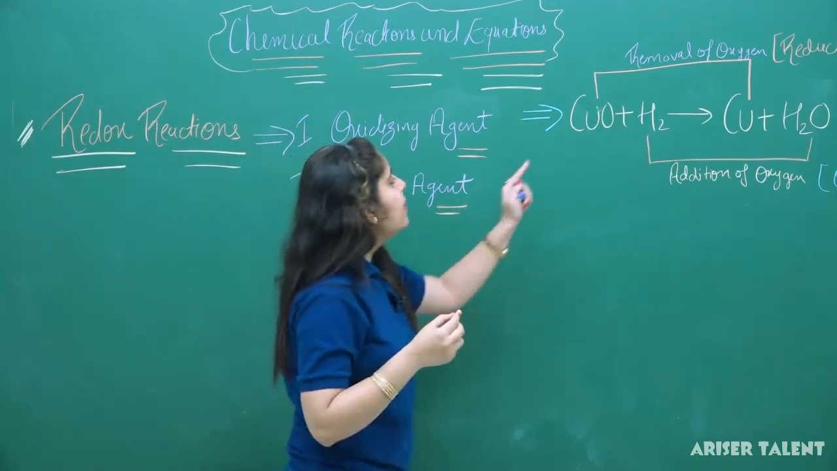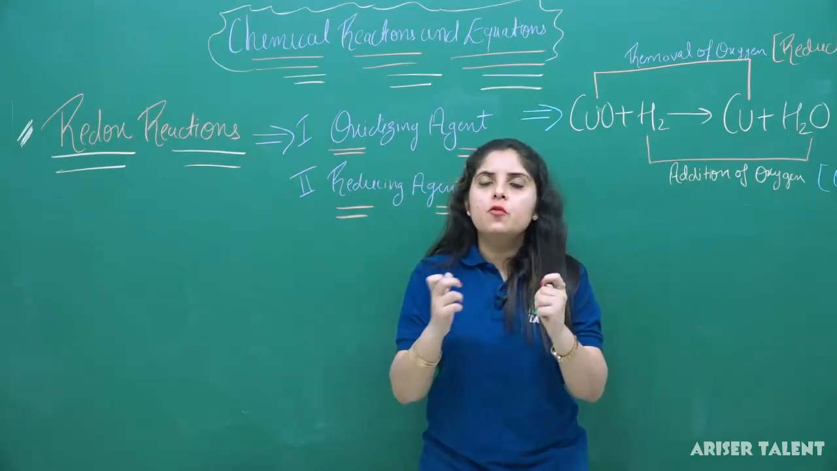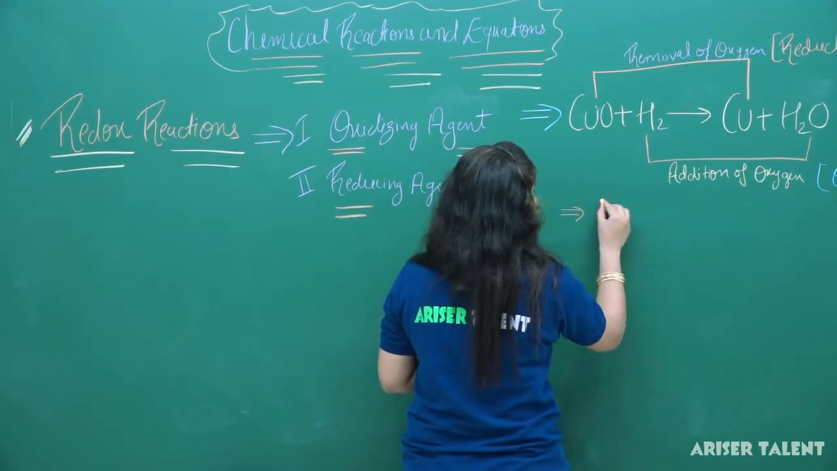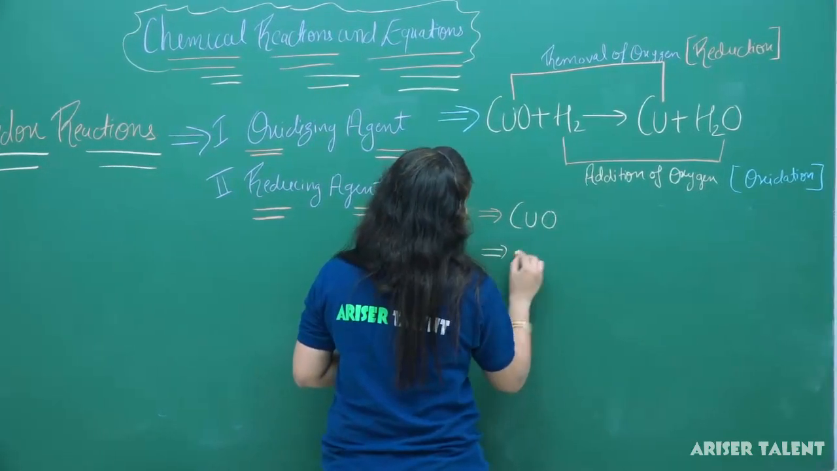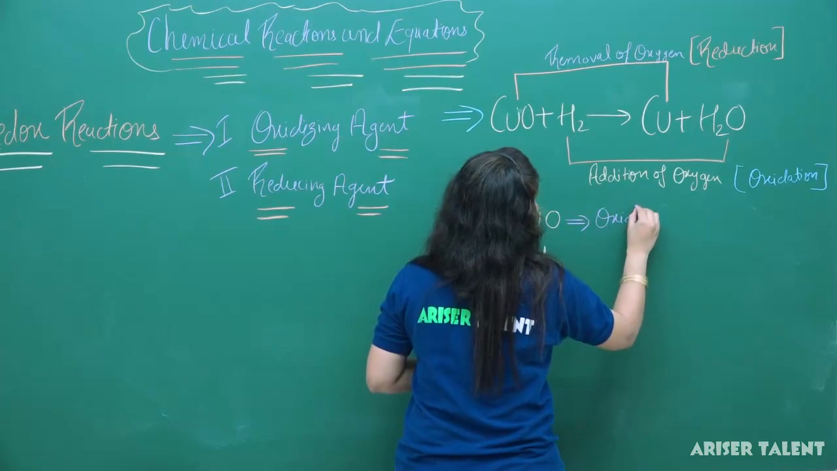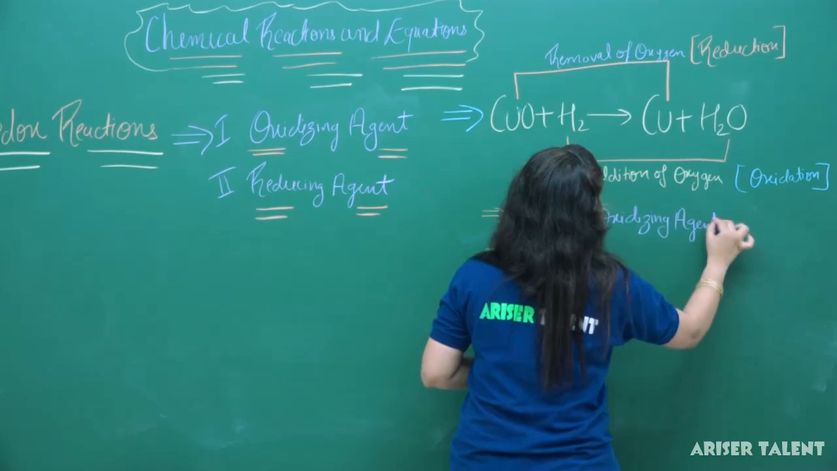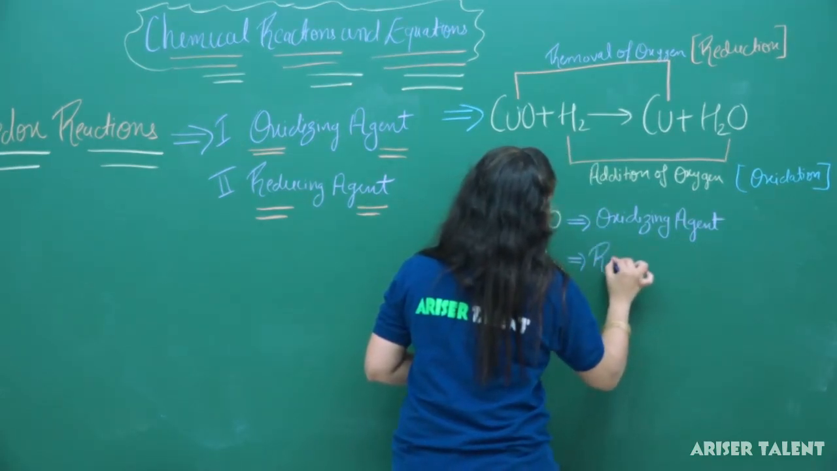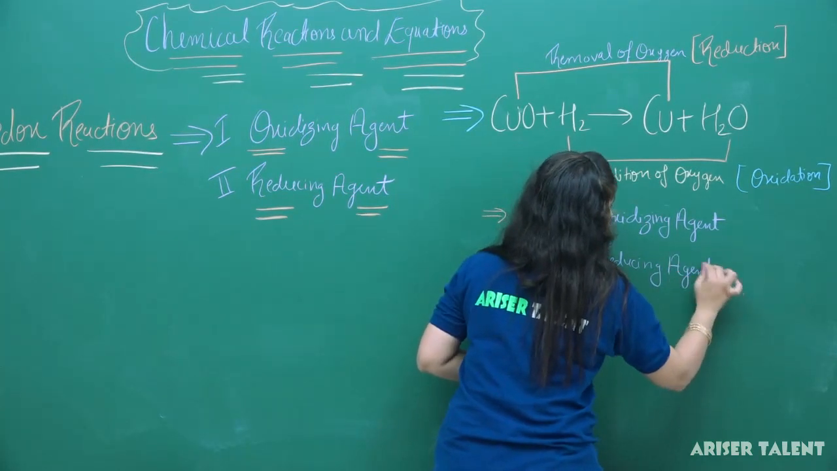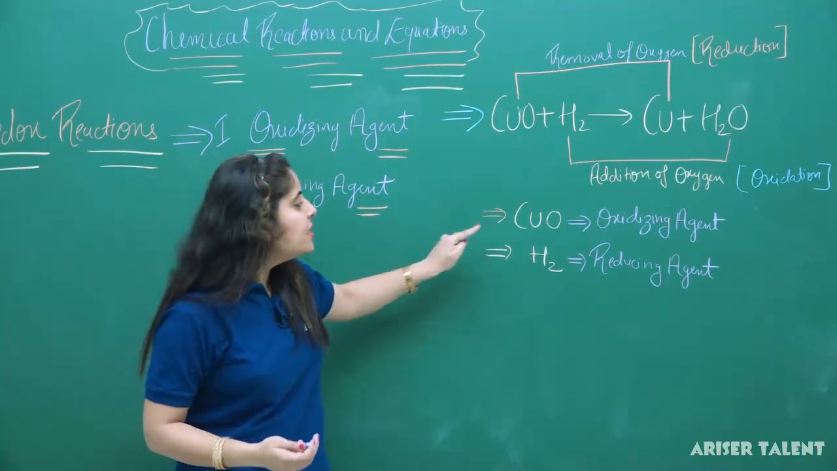I have told you earlier that the copper helps in the oxidation of hydrogen, and hydrogen combines with oxygen to form water. So CuO acts here as an oxidizing agent. So we have CuO and H2. Copper oxide will act as an oxidizing agent and H2 will act as a reducing agent.